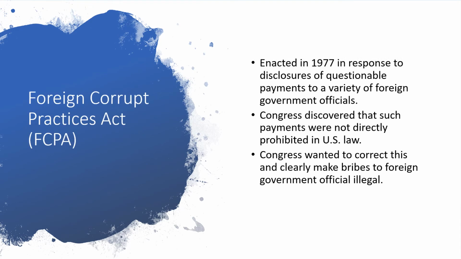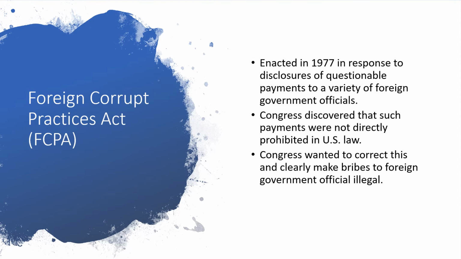The second pro-competitive act I will discuss is the Foreign Corrupt Practices Act, commonly called the FCPA. This law was passed in 1977 in response to disclosures of illegal payments to a variety of foreign government officials. At the time, paying bribes to foreign officials was not directly prohibited by U.S. law. This law clearly made payments of these bribes illegal.